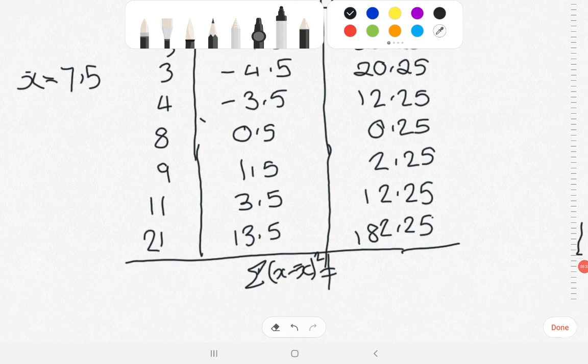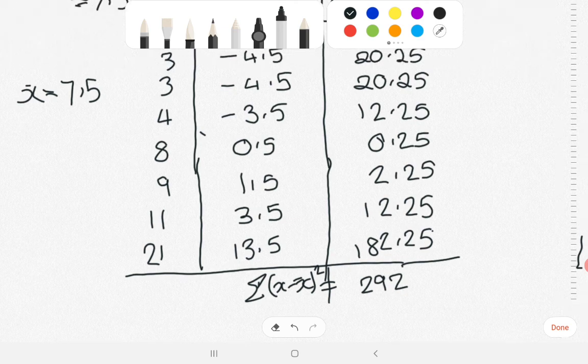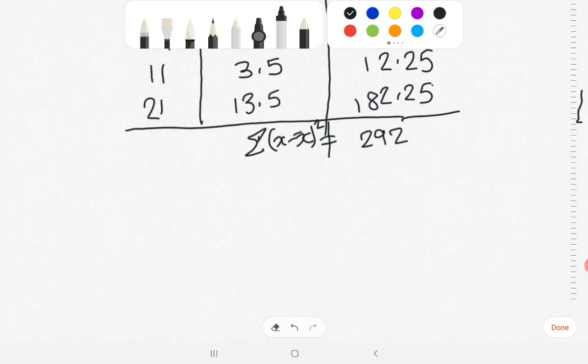So it actually works out as a whole number, just because all the 2.25s were a multiple of 4. But you could end up with a decimal there, so don't panic if you're doing a question and you get a decimal there. From there, we write down our formula.